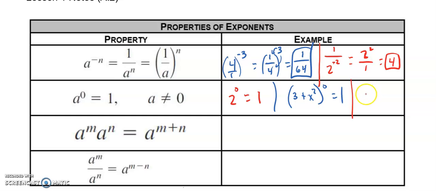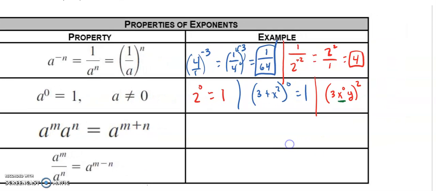You could also have 3x to the 0 y squared. And we need to recognize that this part right here, x to the 0, that's just equal to 1. So it's really 3 times 1 times y to the second. Or in other words, that would be 3y to the second, which would be 9y squared. Okay, so sometimes it's the entire expression that's raised to the 0. Sometimes it's just a piece of it.